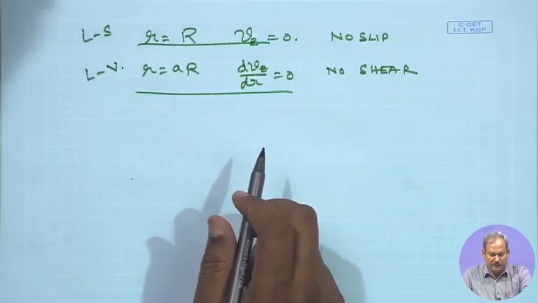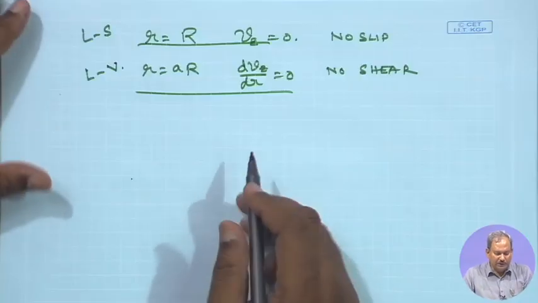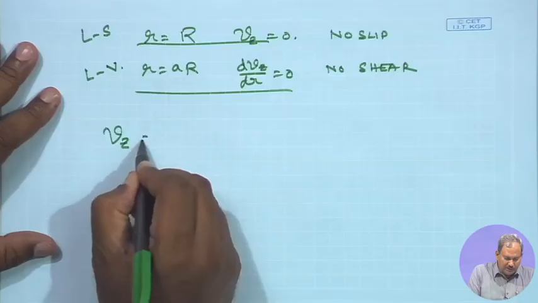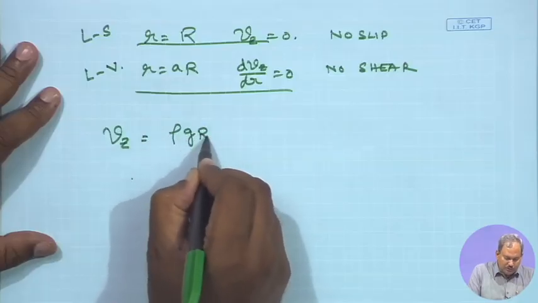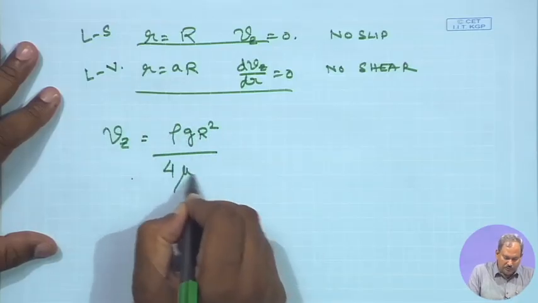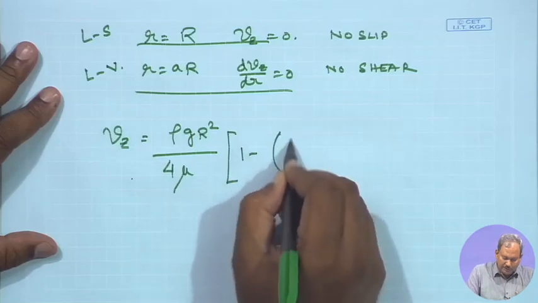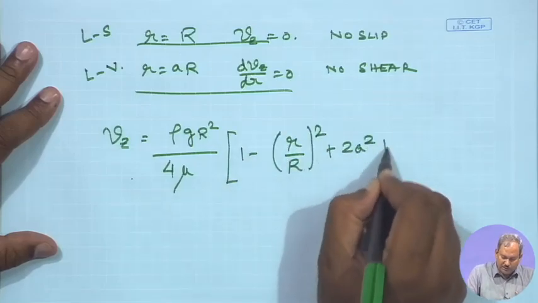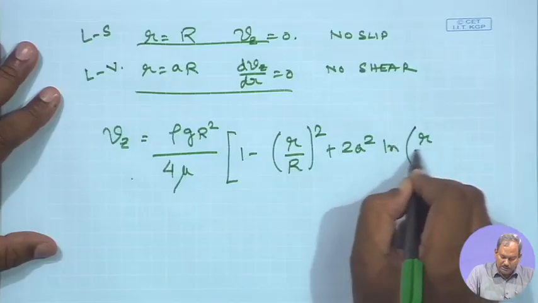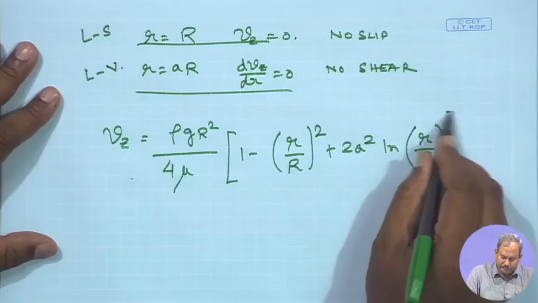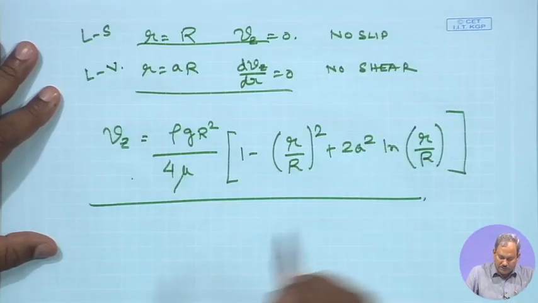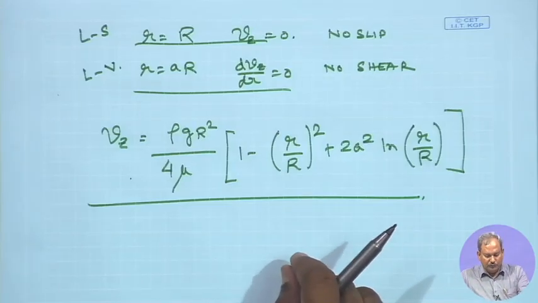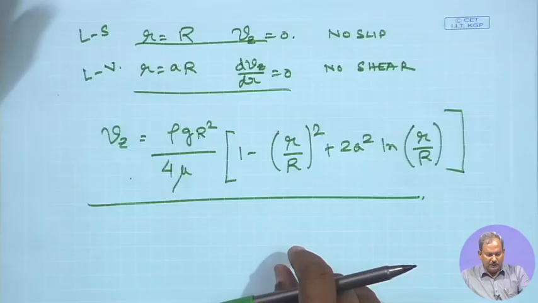When you do that and put in the expressions, the final expression that you would get is equal to r square by 4 mu times 1 minus small r by capital R whole square plus 2 a square ln r by r. This is going to be the final expression for velocity for flow outside of a tube.